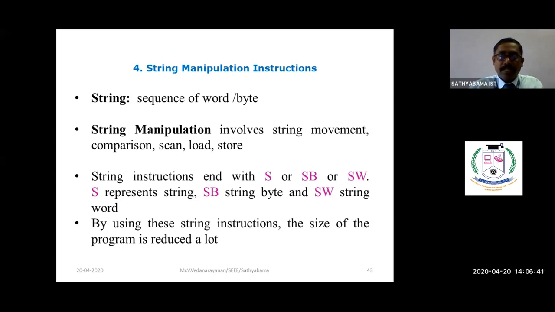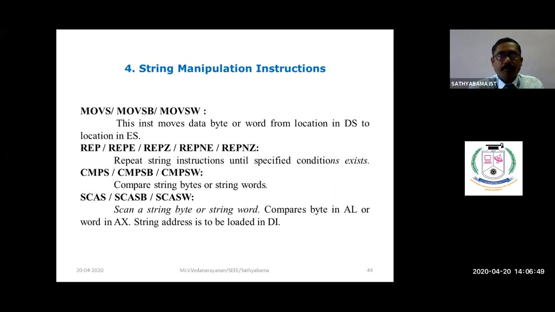So by using these string instructions, the size of the program can be reduced. The instructions or the bit representations can be reduced. So as I told you earlier, the MOVS command, MOVS or MOVSB or MOVSW, this instruction moves the data, word or byte. Sorry, it's not a data, it's a string type of data, from the data segment location to the new location denoted by ES.